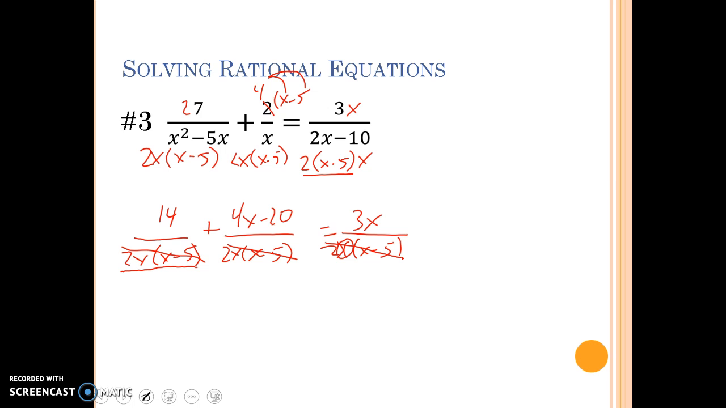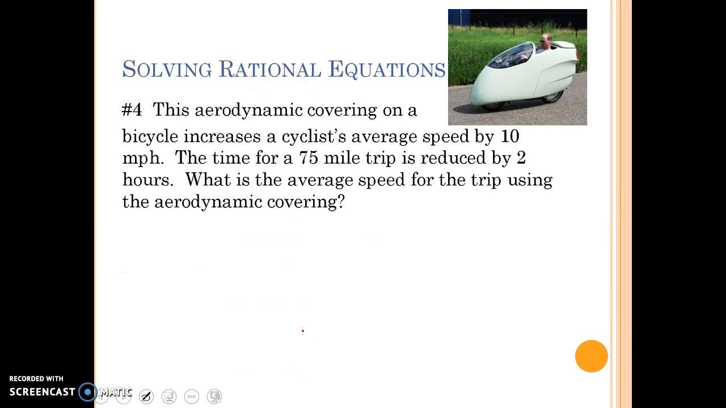So what I would have then is 14 plus 4x minus 20. Well, if I simplify that, that's going to be 4x minus 6. And that equals 3x. And so what I'm going to do is subtract 4x from both sides. So negative 6 equals negative x, which means that x is equal to 6. And again, I could plug that in to make sure that that is accurate. But that's what I would have for number 3.